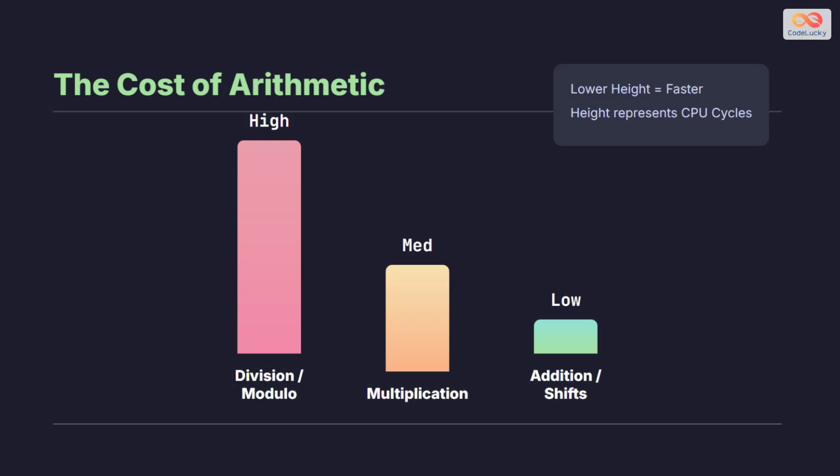Not all math is created equal. Inside a computer processor, different operations take different amounts of time. Division and modulo operations are typically the most expensive, taking many cycles to complete. Multiplication is faster but still costly. Addition and bitwise shifts are incredibly fast, often completing in a single cycle. Strength reduction aims to move operations from the expensive categories down to the cheap ones.